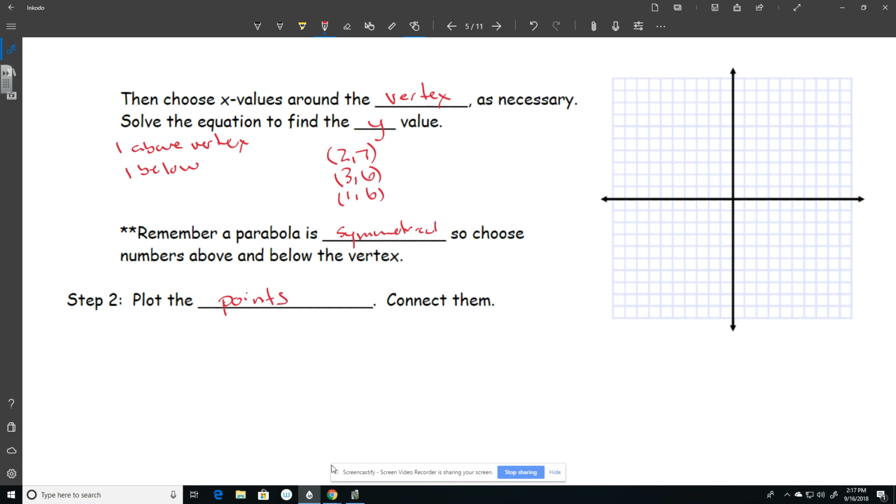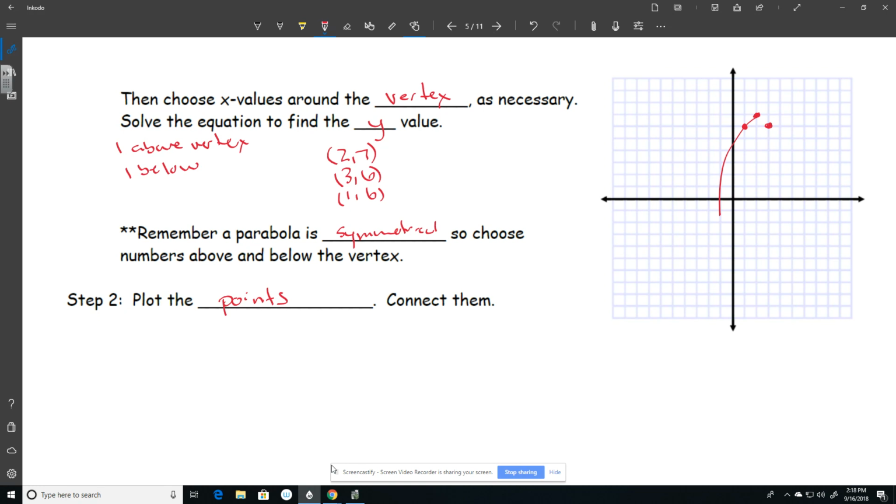So on my graph, I go 2, 7. So that means I go over 1, 2, and I go up 1, 2, 3, 4, 5, 6, 7. There's one of my points. 3, 6 is another point. 1, 2, 3, and I'm going to go up to 6. Another point is 1, 6. So I go over 1, up 1, 2, 3, 4, 5, 6. So my picture looks something like that, and then I can connect them.